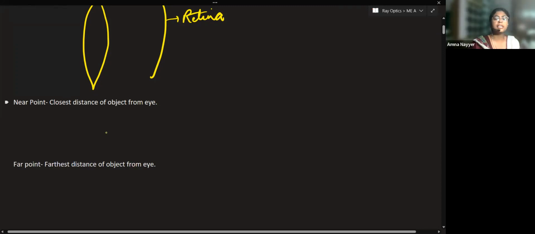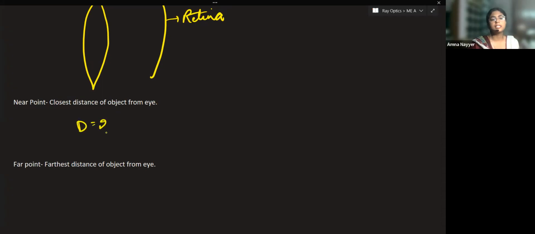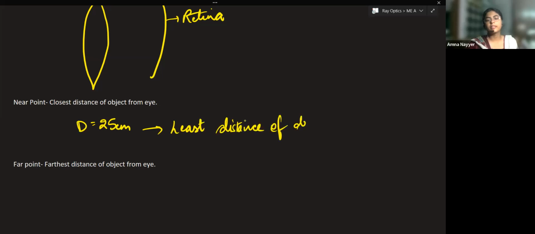This distance is actually 25 centimeters. And this is also known as the least distance of distinct vision.